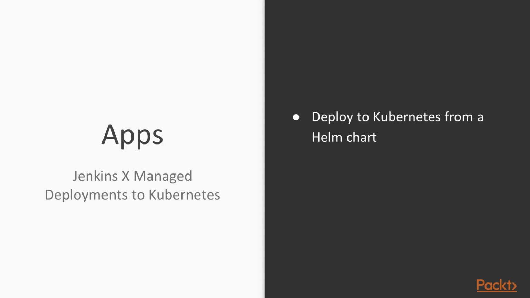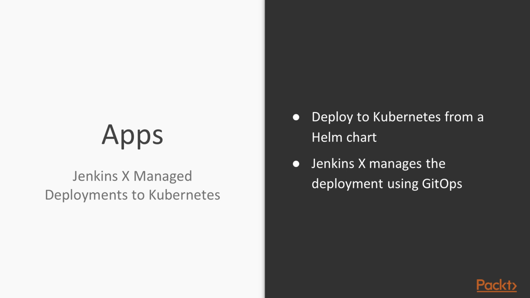Now we're going to talk about apps. And even though the name is similar, an app is different from an application. With an app, Jenkins X is only managing the deployment to Kubernetes. It's not managing the build, test, assembly, all of those pieces. With an app, we're going to deploy to Kubernetes from a Helm chart. Now, in the previous section, we looked at deploying Helm charts to Kubernetes directly, but in this case, we'll allow Jenkins X to do it so that it can manage that deployment for us.